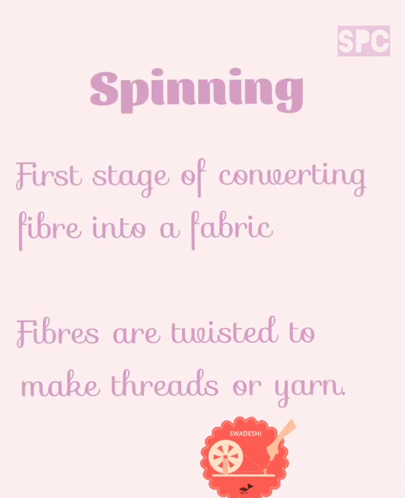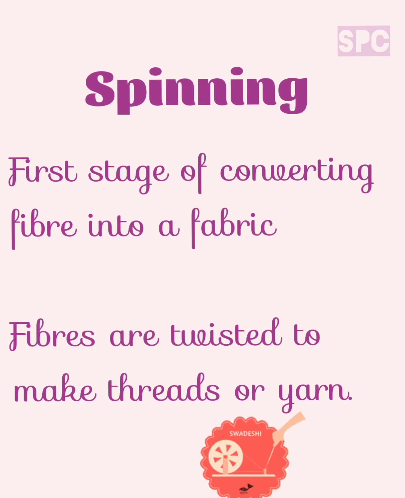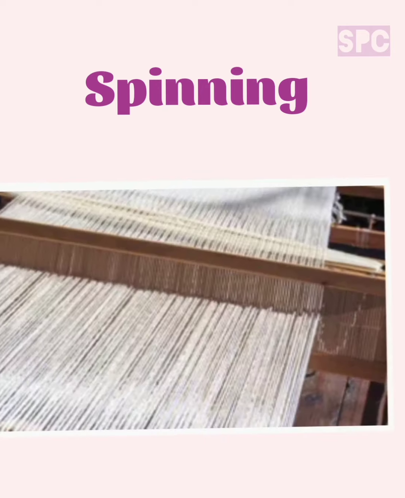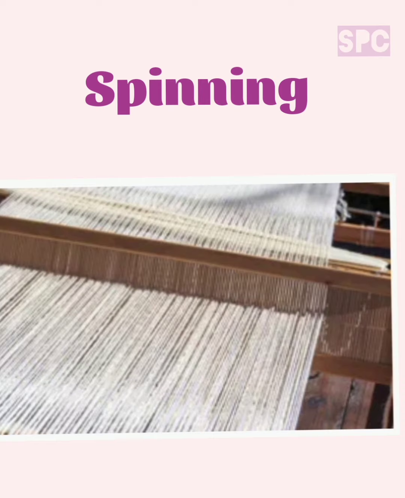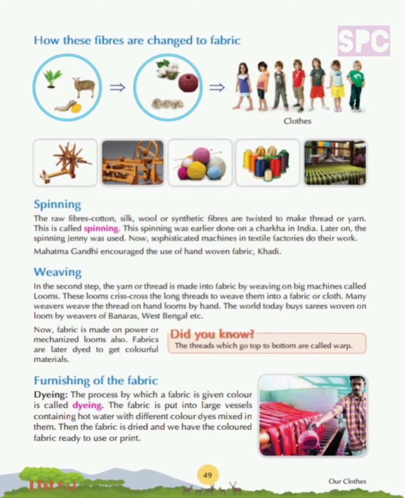So children, spinning is the first stage of converting a fiber into a fabric. In this process, the fibers are twisted to make thread or yarn on a spinning jenny. These days, due to the improvement in technology, huge sophisticated machines carry out this process. Let's move on to the next stage, which is weaving.